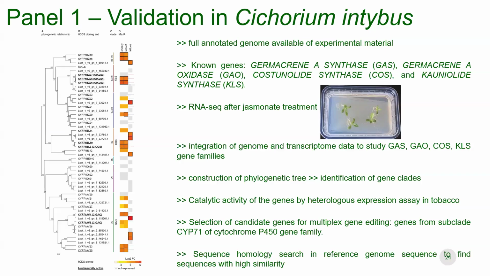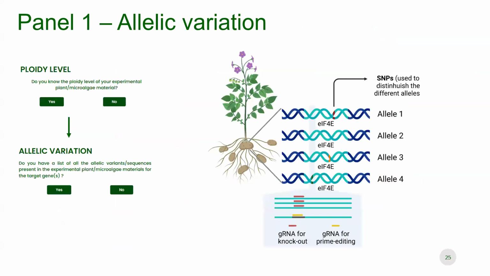So this is actually the workflow that we used for Sicorium, which is a kind of validation of the workflow that we described in the GeneBeWise toolbox. Then also in panel one is included the allelic variation. So we have included protocols to measure ploidy level as one of the questions. Do you know the ploidy level of your experimental material?